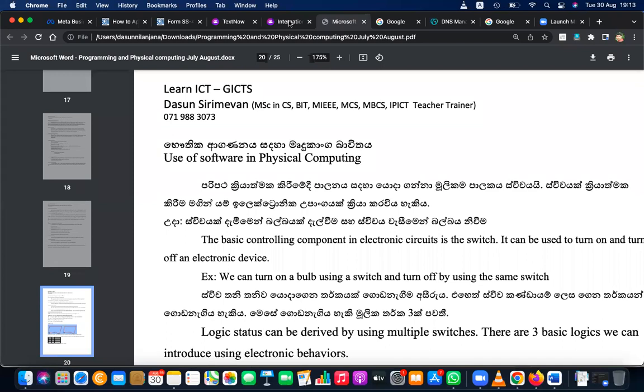Then OR gate. What is the speciality? What is the logic of OR gate? Yes, at least one of the inputs should be one. Your logic is correct, but that is not the way I have explained it. I have explained it in a different way. One of the inputs should be one. So what happens if two inputs are one? Three inputs are one, then what? You are not addressing that.